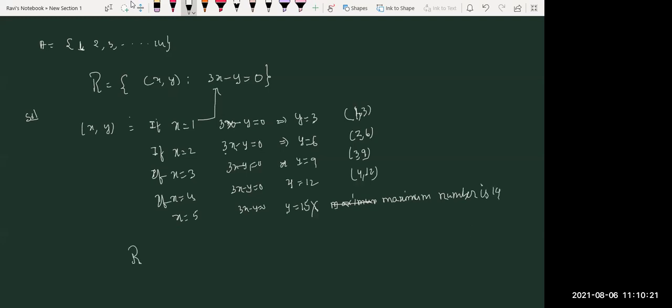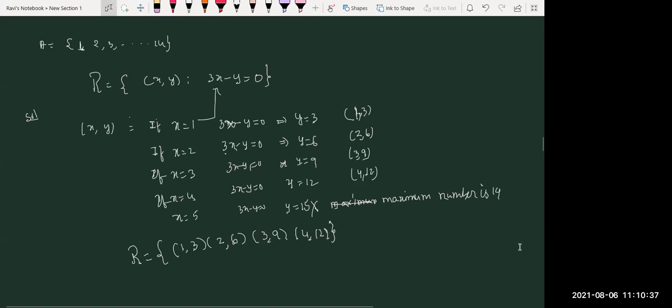So the relation which satisfies this, what are the ordered pairs we have? (1, 3), (2, 6), (3, 9), and (4, 12). Do all of you understand? Yes, sir.